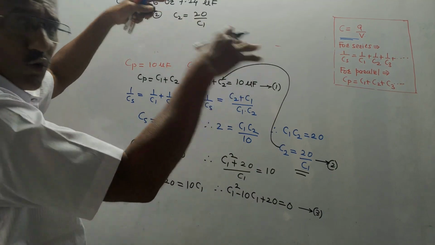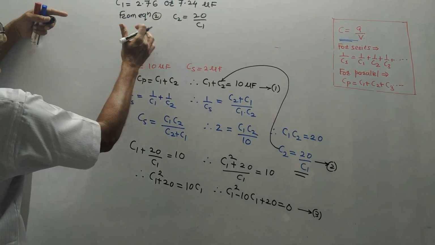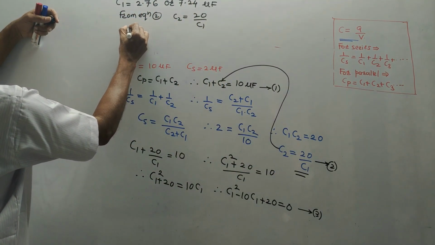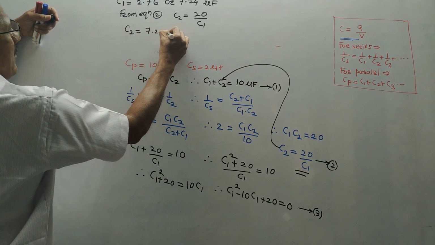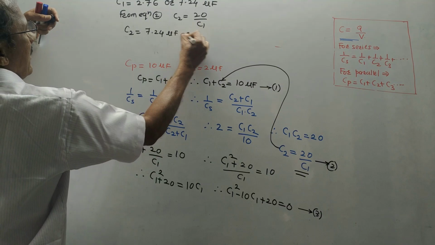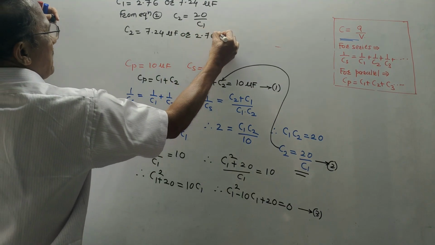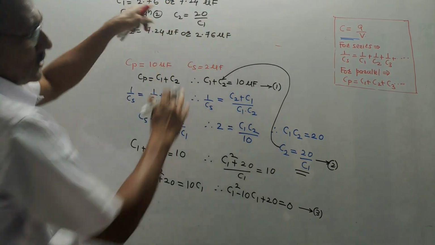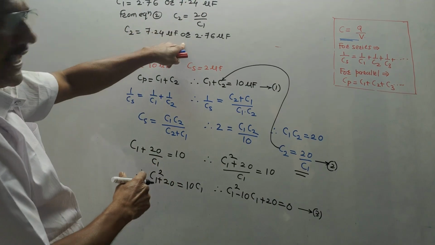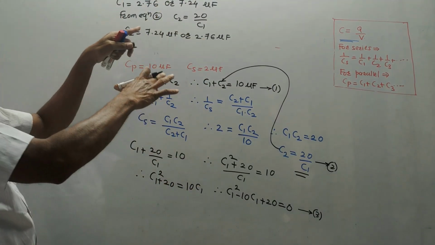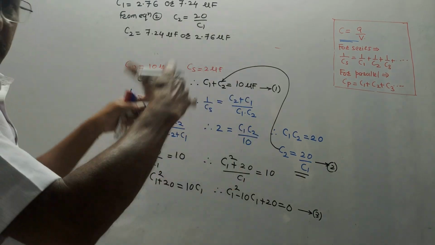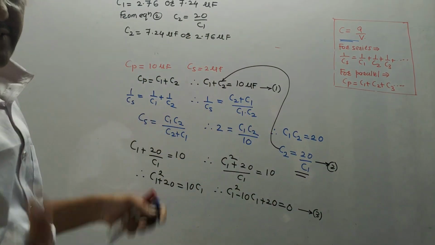But in the exam, you don't have to do all such things. Directly, you will be getting answers like this. C2 is equals to 7.24 microfarad or 2.76 microfarad. Just change the positions of these two values, you will get the answer of C2. So this is the calculation if both the combinations, series and parallel combinations of capacitors are given.